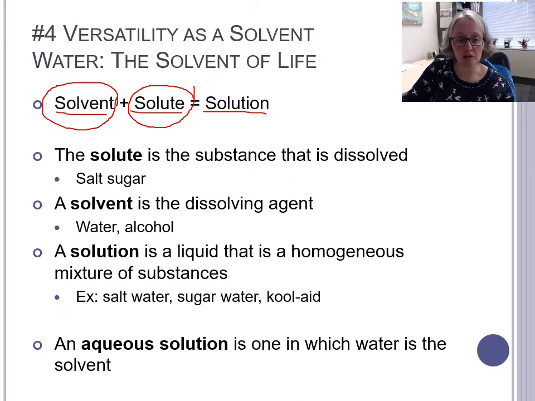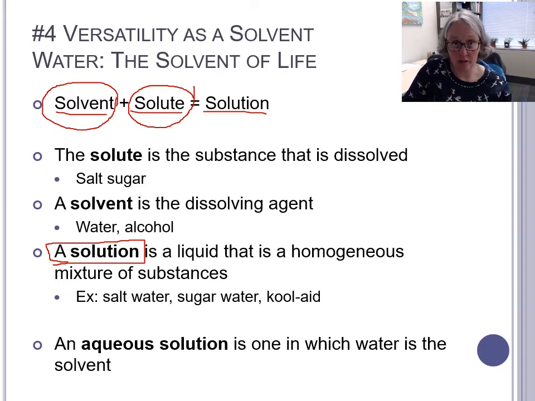The final mixture is what we call the solution. The solution is a liquid that is a homogeneous mixture of substances. So for example, let's imagine I was making some Kool-Aid for dinner tonight. The solute, the cloudy, powdery stuff, would be the Kool-Aid packet and the sugar, right? Those are the chunks, that's the dry stuff. The solvent would be the water, and when I mixed it all together, the solution that I end up with would be the actual Kool-Aid that I could drink.